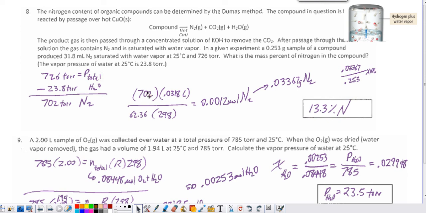From there I have the pressure of nitrogen, volume, R because it's in torr, and then 298 because that's the temperature. I got my moles, I got mass, and then I did a percentage. I did what percentage of the original would be nitrogen.